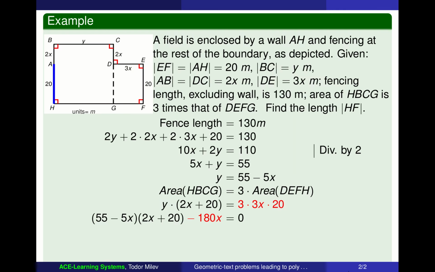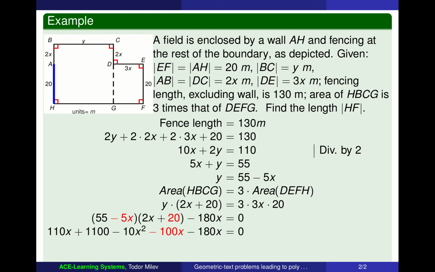All right. Now, let's distribute the parentheses here. So let's uncover all the parentheses. So 55 times 2x gives me 110x. 55 times 20, well, 55 times 2 is 110, and times another 10, that's 1,100. Negative 5x times 2x, well, that is negative 10x squared. And finally, 5x times 20 is, well, 5 times 20 is 100, so minus 100x. And I have also copied minus 180x.